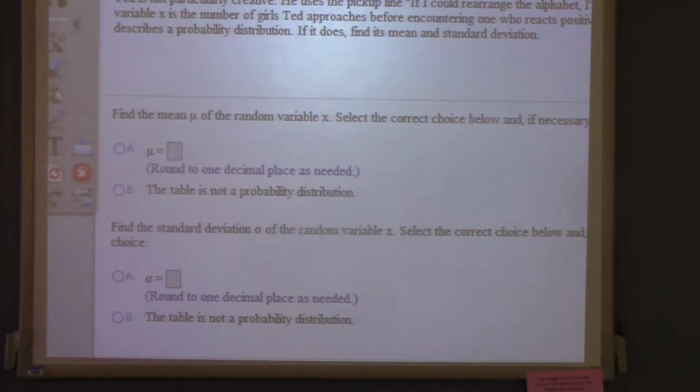The random variable X is the number of girls Ted approaches before encountering one who reacts positively. Determine whether the table describes a probability distribution, so that means you got to check these to make sure that it equals what? We can't see them.